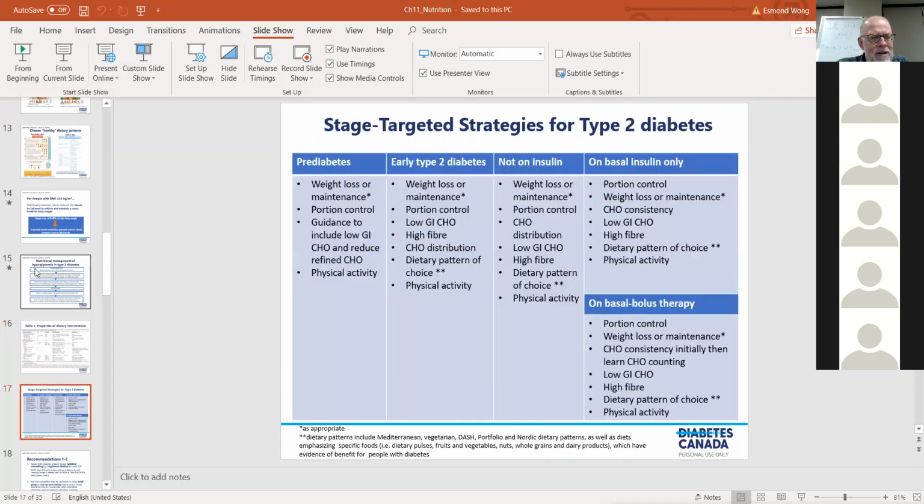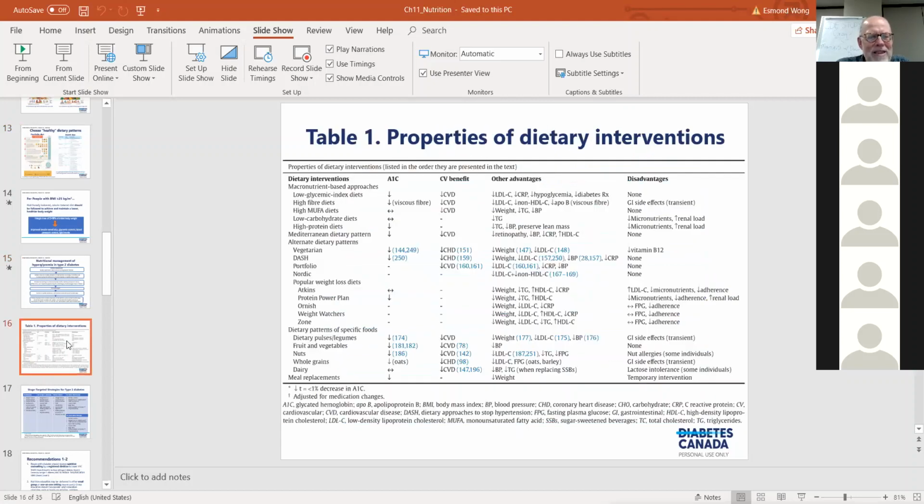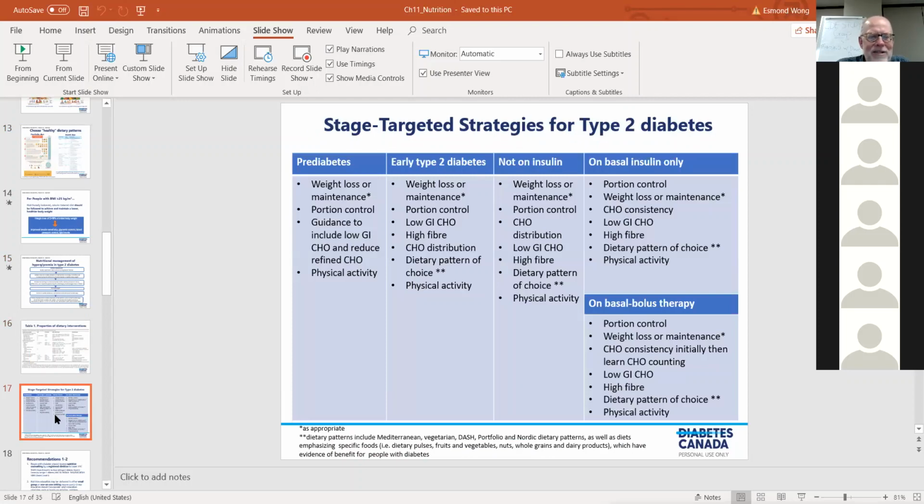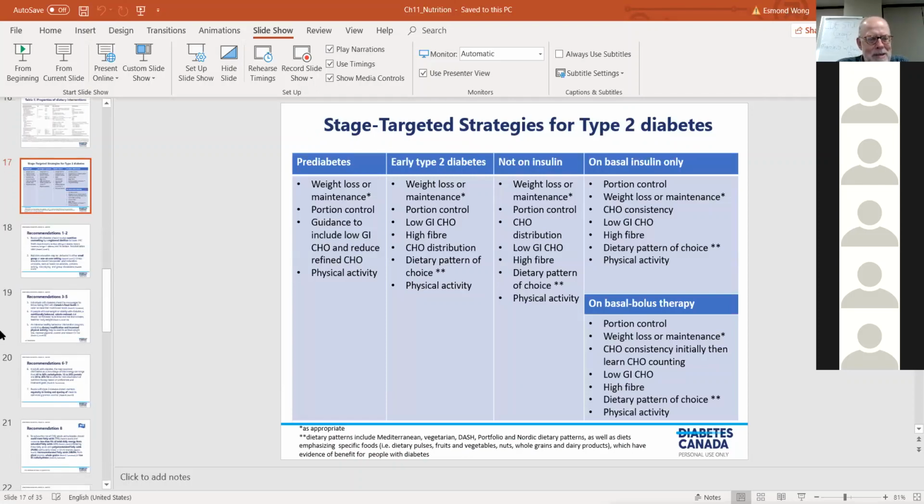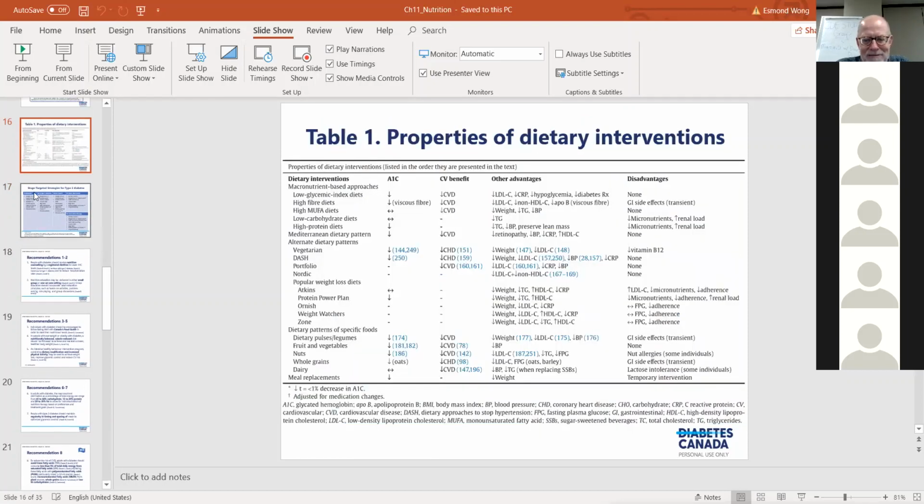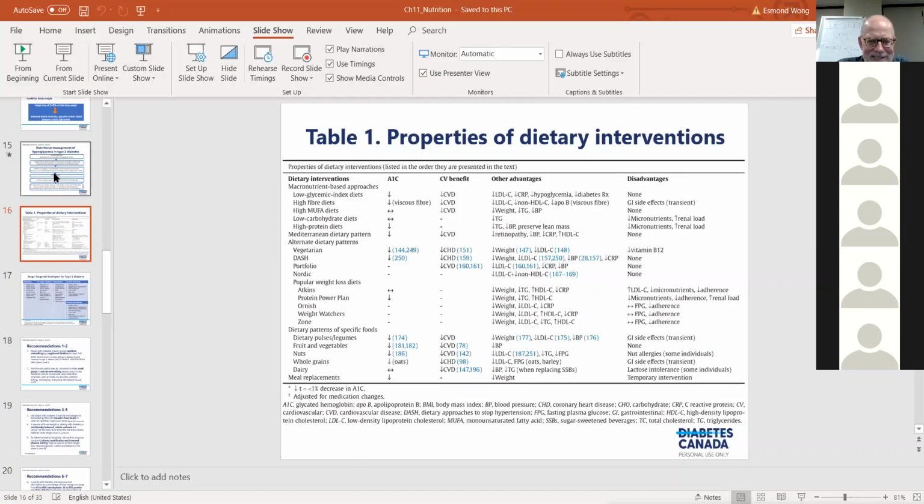Okay. Now, within the slides, there's a lot of detail about what these diets are, and I'm not going to go through all that detail. They won't ask you that detail. Which one are you talking about? Oh, I'm talking about, for example, slide 16. Table 1, properties of dietary interventions. You won't need to know that. Oh, yeah. That's just way too much detail. Sure, yeah.